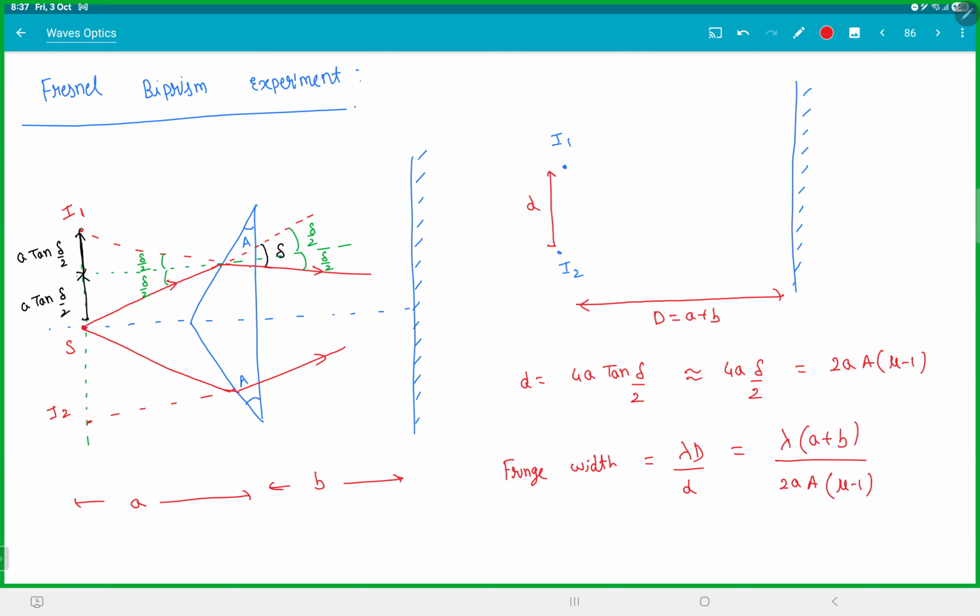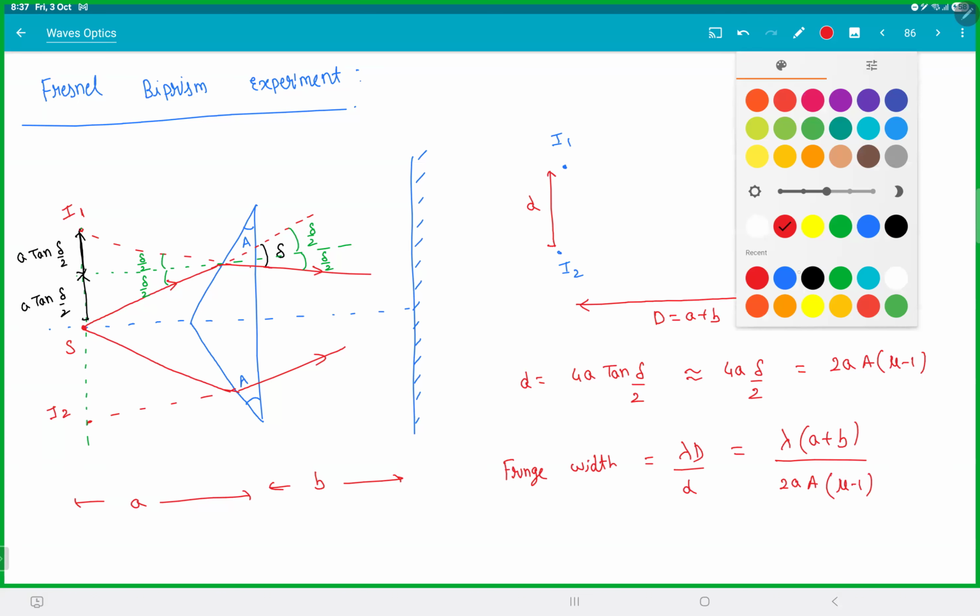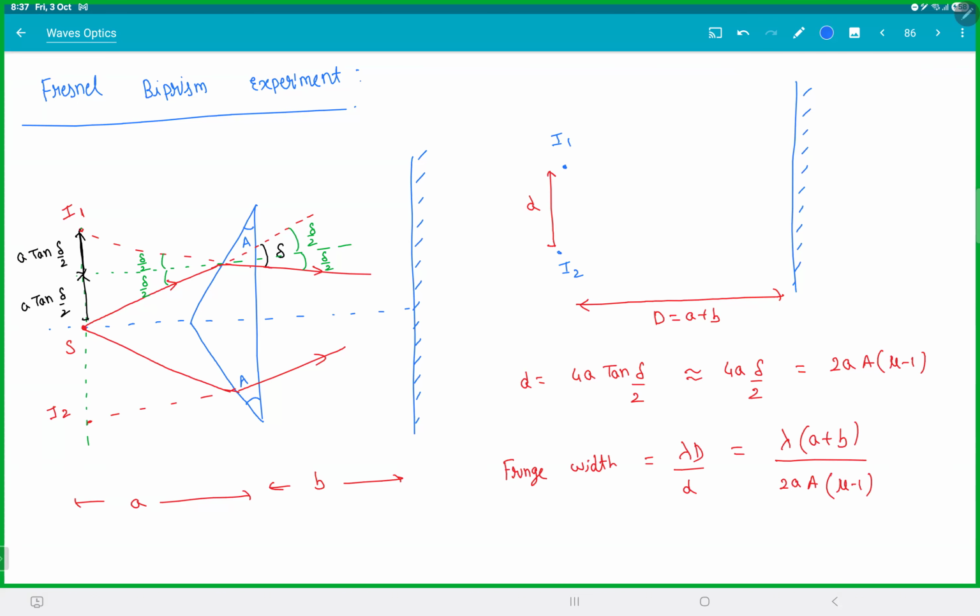In the exam this is a problem. They'll give you a, b, the value of mu, and lambda, and they'll ask you the fringe width. Now, if you don't know what the experiment is, you won't be able to solve. And this is there for HSC derivation, 4 marks, if you're in HSC boards. NCERT has it as an example problem. So it's important one way or another. That is your Fresnel biprism experiment.